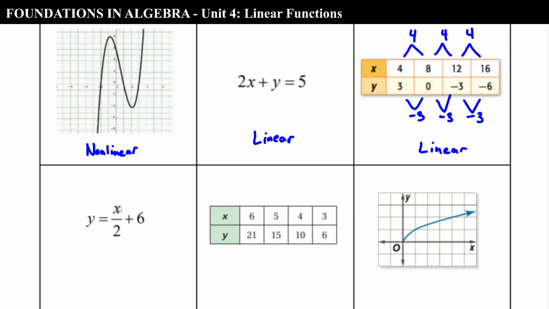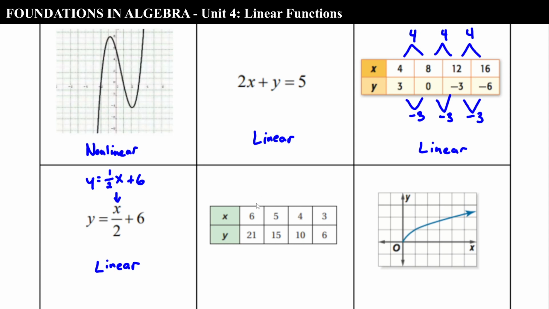All right, this one, our highest power of x is 1. X is in the numerator, okay? This is just like saying 1/2 x. So if this is 1/2 x, x is in the numerator, then 1/2 is just our coefficient. It's just the number in front of our x. So this one is linear.